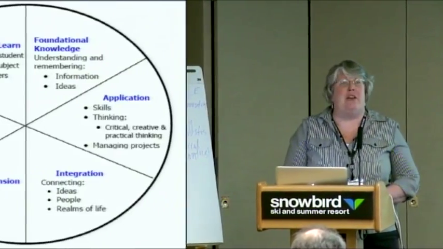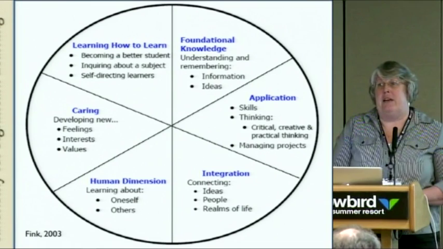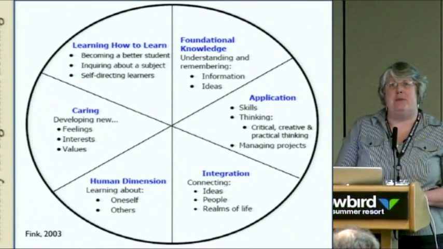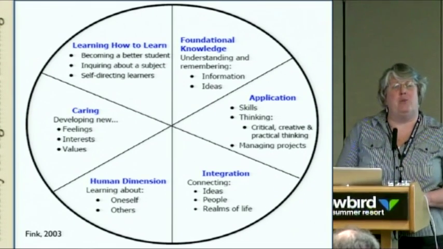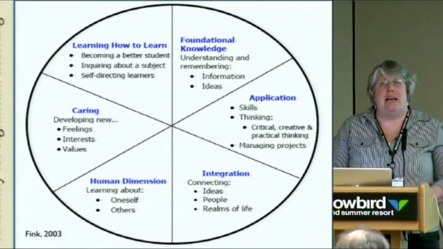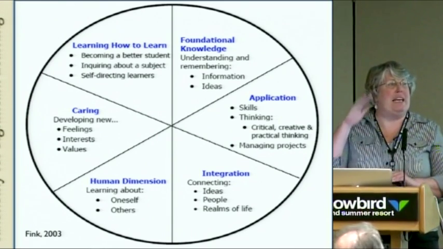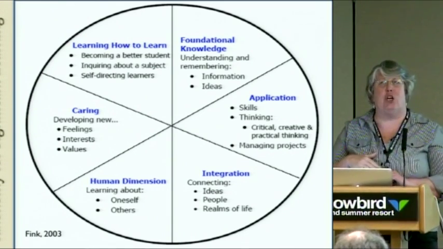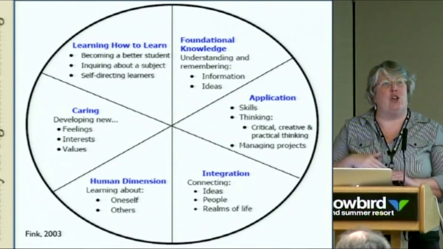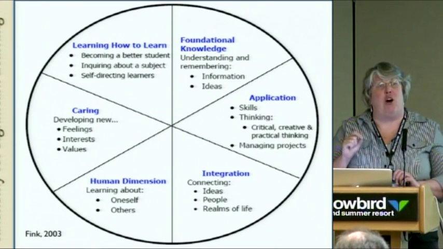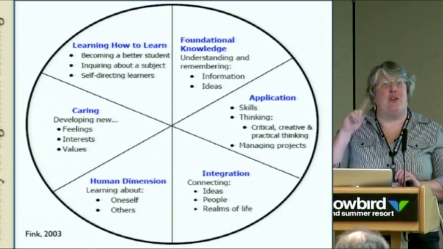So if you think about the dreams that you wrote down, this is Fink's taxonomy of significant learning. It's based on Bloom's taxonomy, which is a taxonomy developed in the 50s that looks at different levels of learning, foundation knowledge up to higher level learning. Fink's model also looks at different levels of learning, but they're not hierarchical, so they're different.